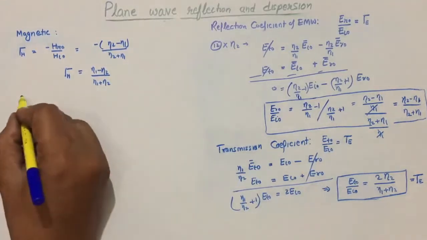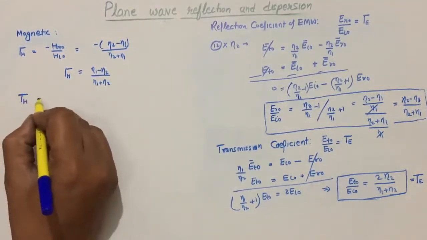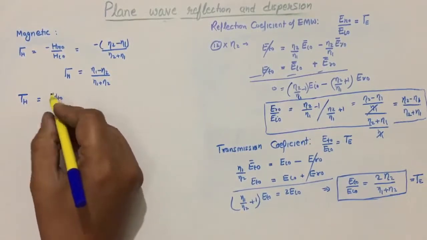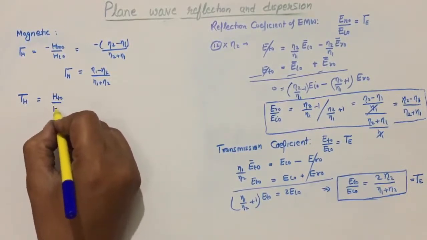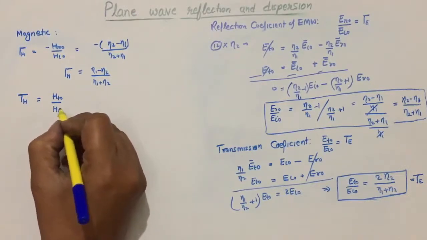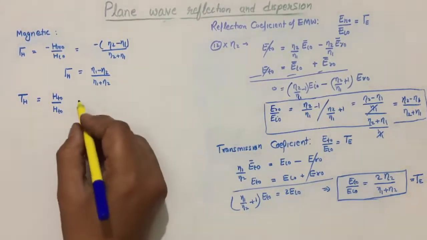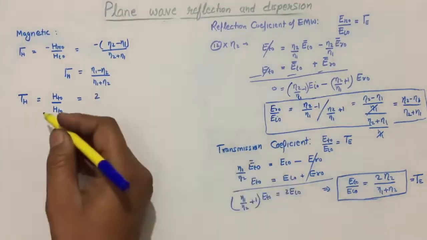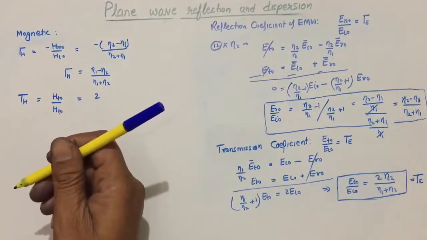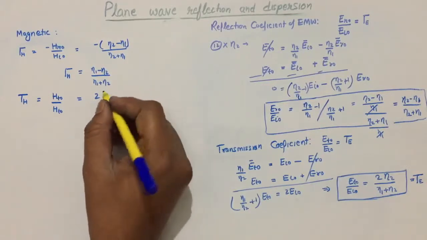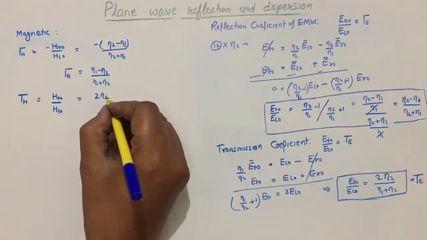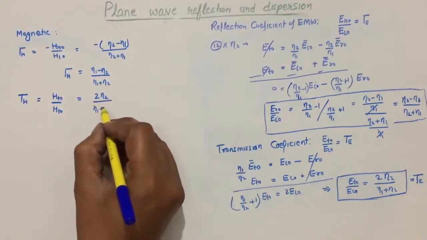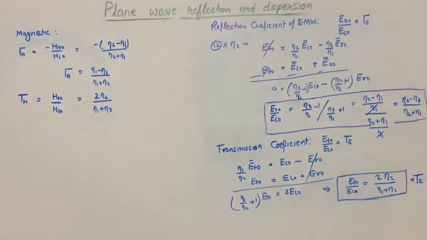Similarly, the transmission coefficient can be written as: the transmission remains in the same direction, H t naught. So on the basis of that, it will be 2, the medium is 2, eta 2 divided by eta 1 plus eta 2.